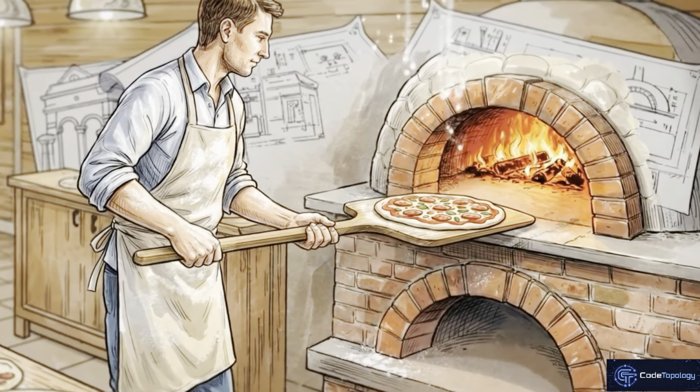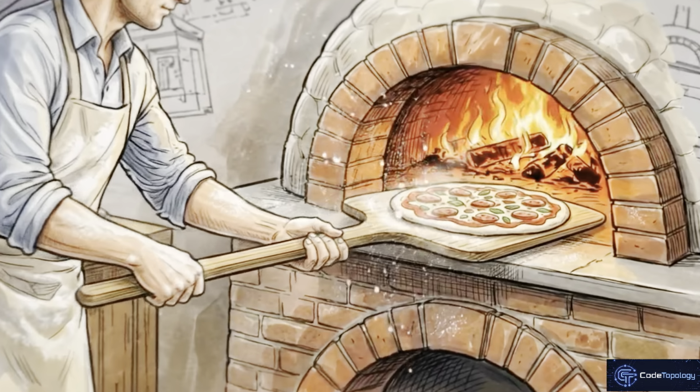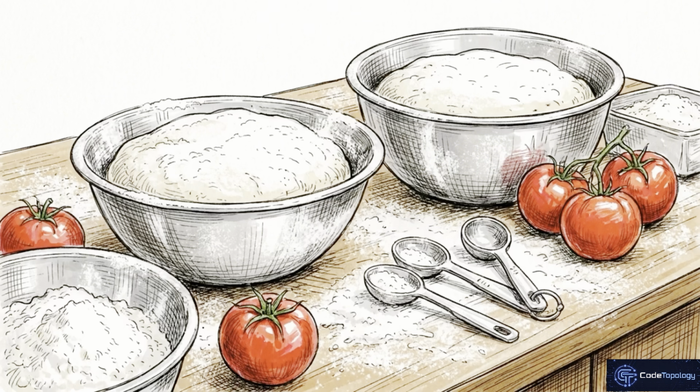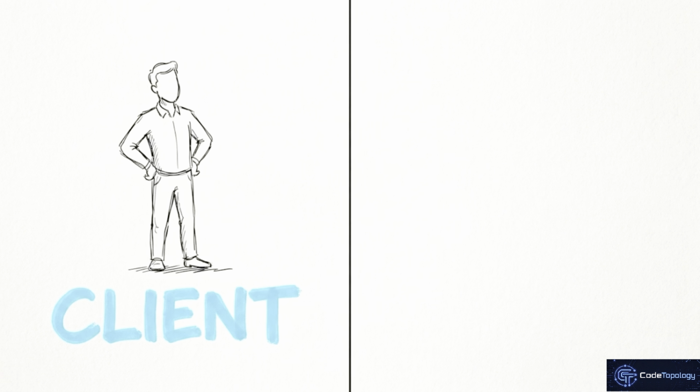Watch a worker slide a raw pizza into the oven. You step up to a counter, place an order, and walk out with a meal. You have zero involvement in the temperature of the oven, the proofing of the dough, or the assembly of the ingredients. You delegate the entire creation process. In system architecture terms, you are the client.